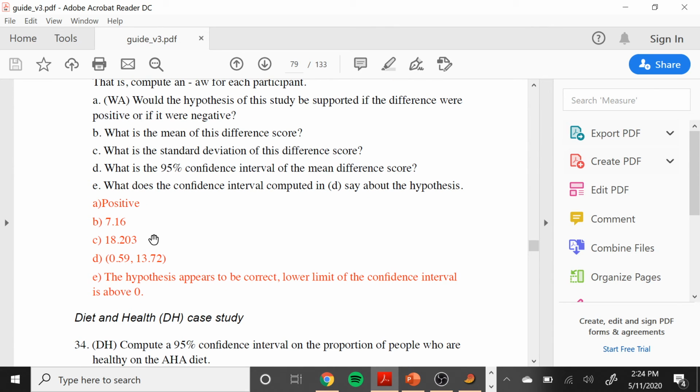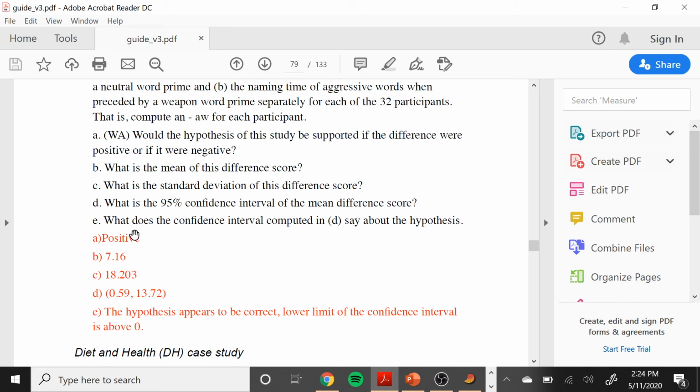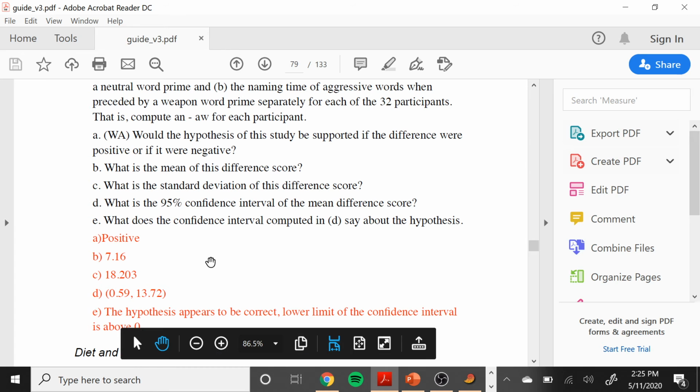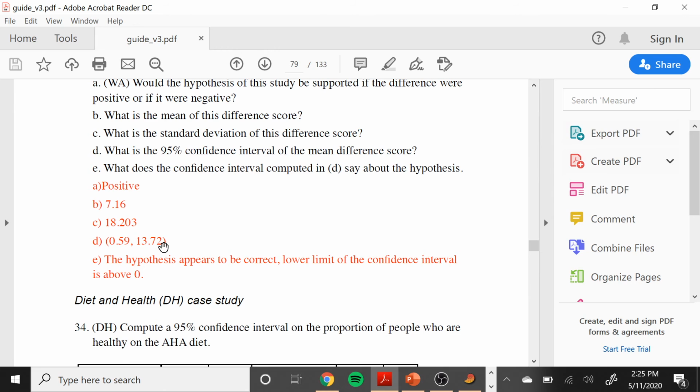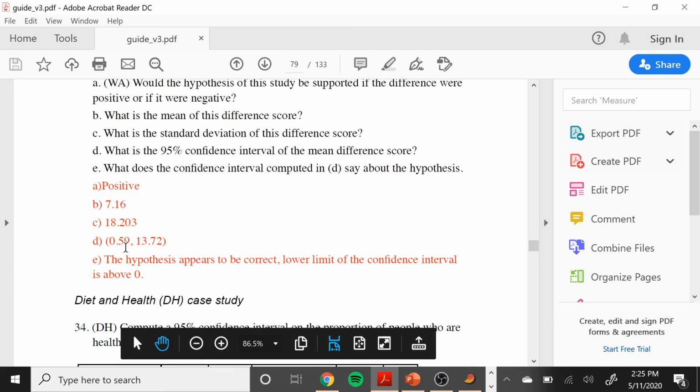This last question here is, let's interpret this thing. What does the confidence interval computed in D say about the hypothesis? So for the hypothesis to be true, it has to be positive. To understand that, you can go back and read the case study. I'm not going to do that. I don't even remember what this is all about. But it has to be positive. You don't see any negative value in there, and you don't have 0 in it either. Therefore, we would say that the hypothesis seems to be correct in this case because 0 is not in there. We definitely have a positive value.